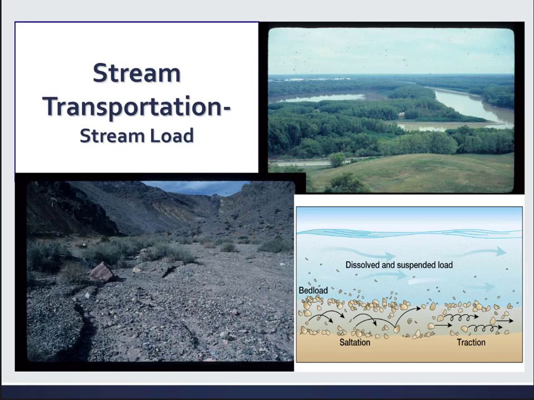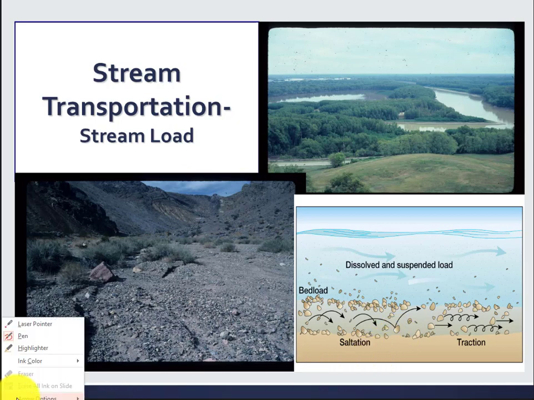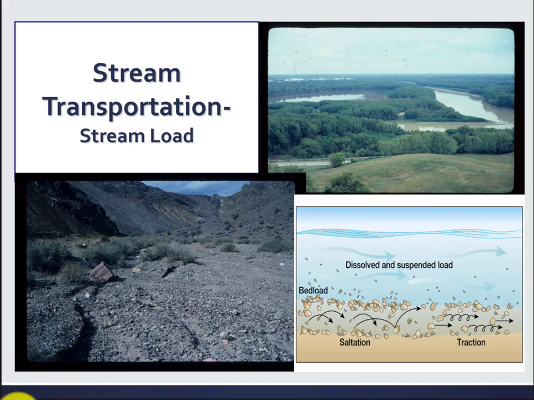And when we look at stream load, we can categorize it based on the material and the size. So in this diagram over here, you can see how stream load can be divided into three categories, and I'm just going to use the pen to note which ones they are. So the first one is in solution. That means that the running water has dissolved some minerals.